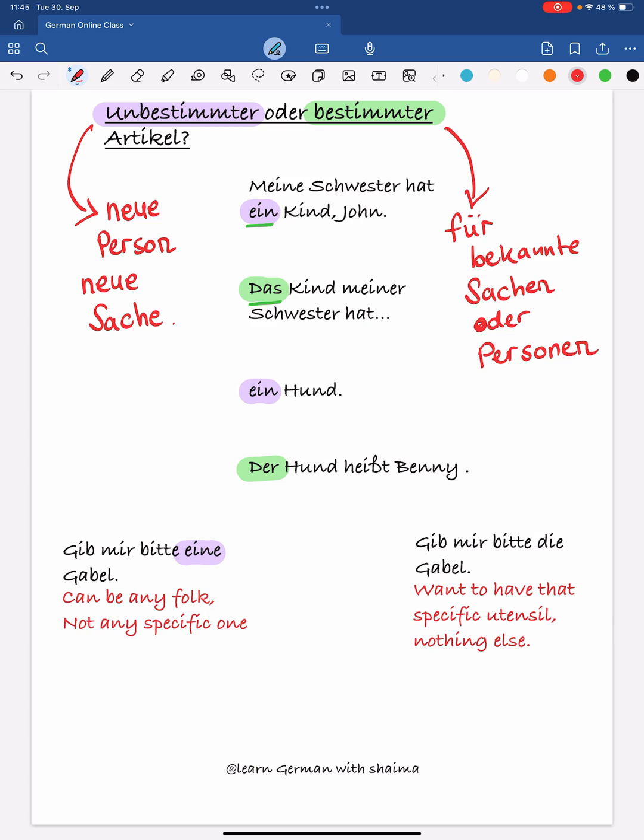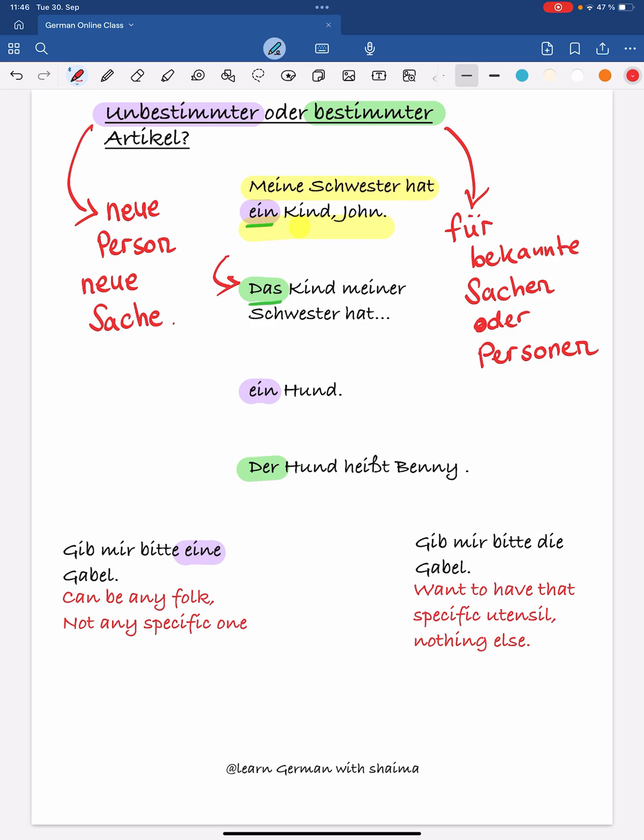The first sentence is: Meine Schwester hat ein Kind, John. Here you can see that the child is being introduced in the sentence. That's why we use unbestimmter Artikel ein. In the next one, since we have already gotten to know about the child, we use bestimmter Artikel, das Kind, because we have already known about the child from the first sentence.